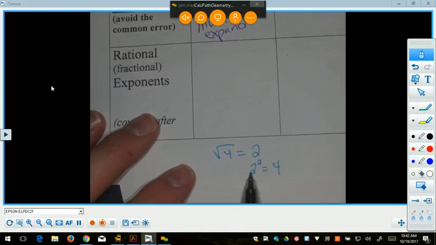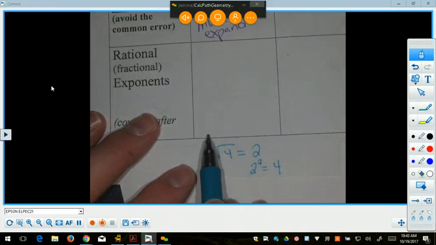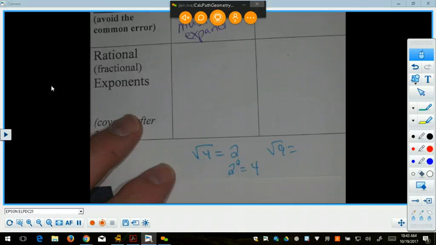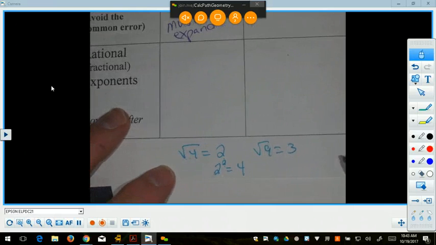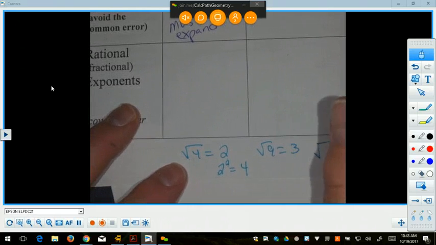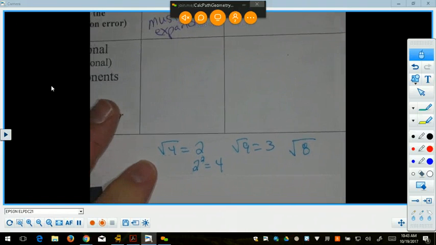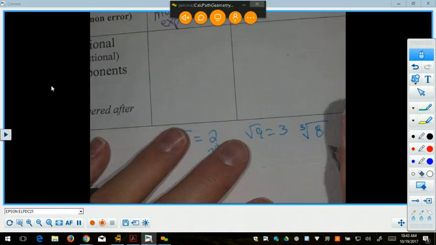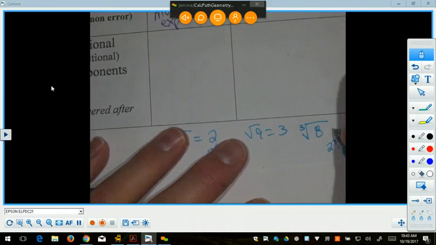What does this mean? How many factors of 2 did I need to get 4? I needed 2 factors of 2 to get 4. And we'll talk about how to do this in a second. Square root of 4 is 2. Square root of 9 is 3. Does anybody know what the cubed root of 8 is? It's 2, because 2 cubed is 8, right?